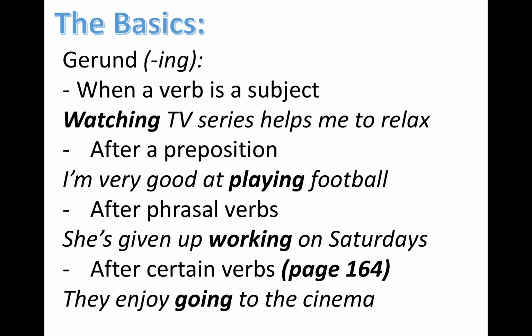Then we move on to the gerund. We're going to use the gerund. Gerund is the verb plus ing. We use it when the verb is the subject or part of the subject and usually goes before the verb, and also when it's the object. So when a verb is the object or part of the object in a sentence, the pattern we're going to use is ing, gerund. For example, watching TV series helps me to relax. We don't say to watch TV series, okay? We say watching. So watching TV series is the subject of help in this case.